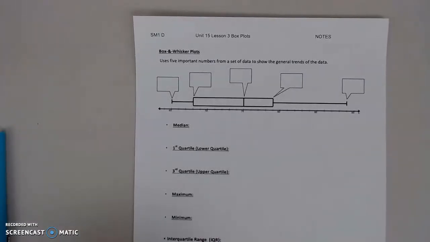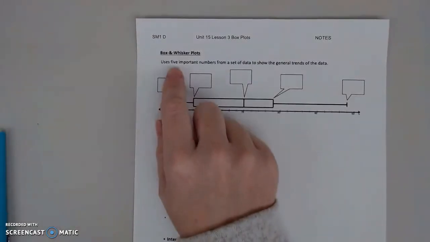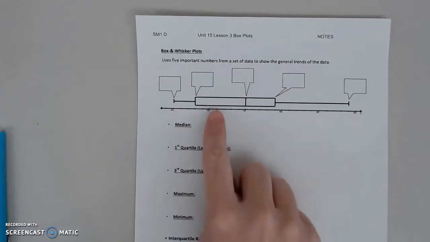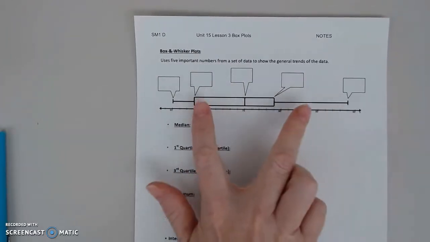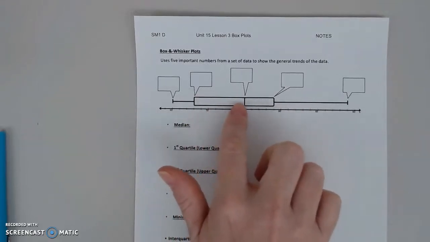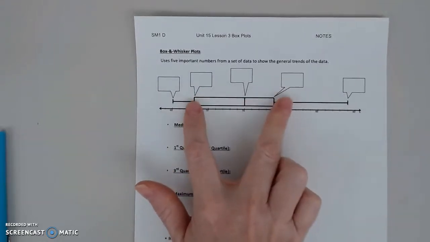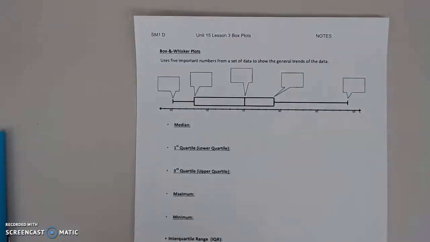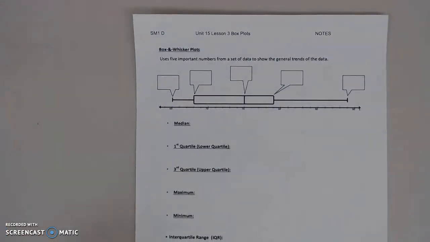Okay, Unit 15, Lesson 3 is box and whisker plots. You can call them box plots, but the technical name is box and whisker because you'll have a box in the middle and then two whiskers on the end. And notice the idea is not that the box and the whiskers are the same size. This talks about the spread of data, so you want to calculate it exactly and represent it.